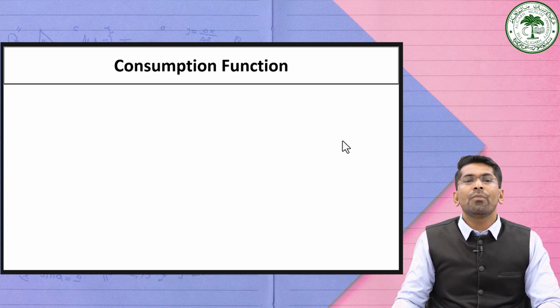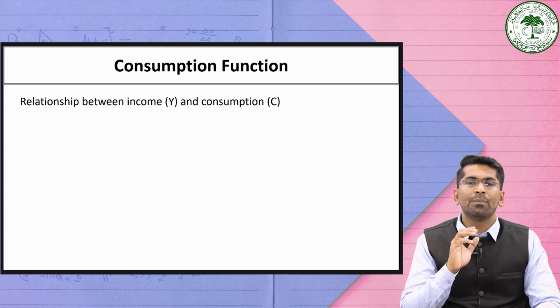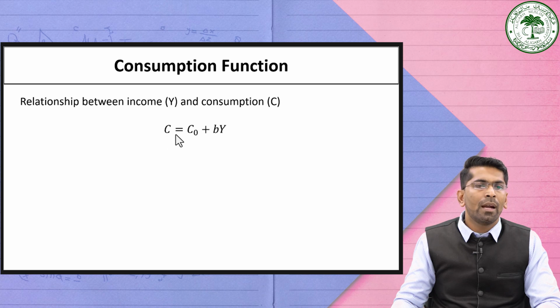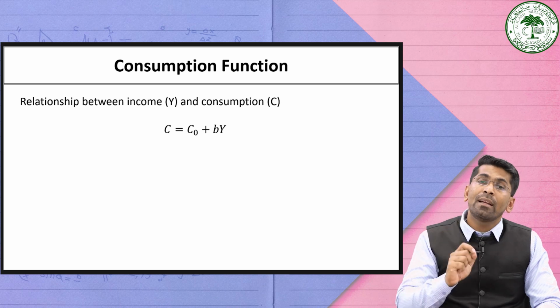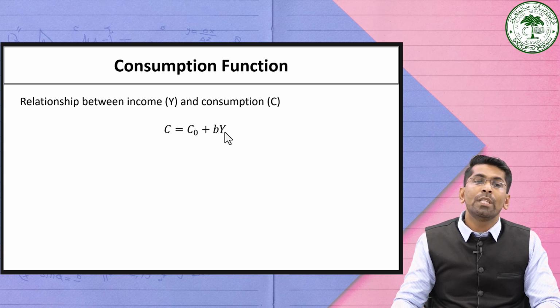Now we have another function, known as the consumption function. The consumption function represents the relationship between income and consumption, and is typically denoted as C = C0 + bY, where C is the total consumption, and C0 is the autonomous consumption, which means the level of consumption that occurs even when your income is 0. For example, if Y, the income, is 0, then the bY term becomes 0, but C0, the autonomous consumption, will remain.